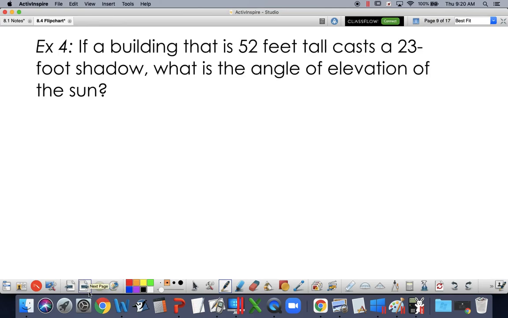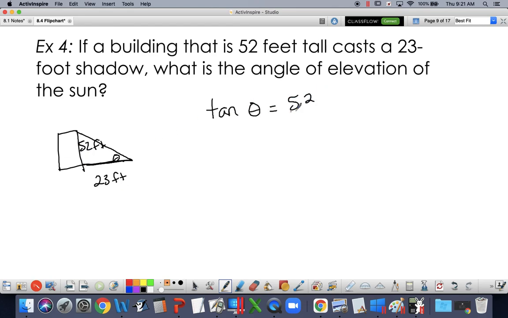Our last one here. If a building that is 52 feet tall, okay, here's our building. It's 52 feet. Casts a shadow that is 23 feet. So we've got a shadow right here on the ground. That's 23 feet. What is the angle of elevation to the sun? My theta. So this is also a tangent one. So I get the tangent of theta, right, is opposite over adjacent, 52 over 23. So that tells me theta is equal to inverse tangent, or arctangent, of 52 over 23.